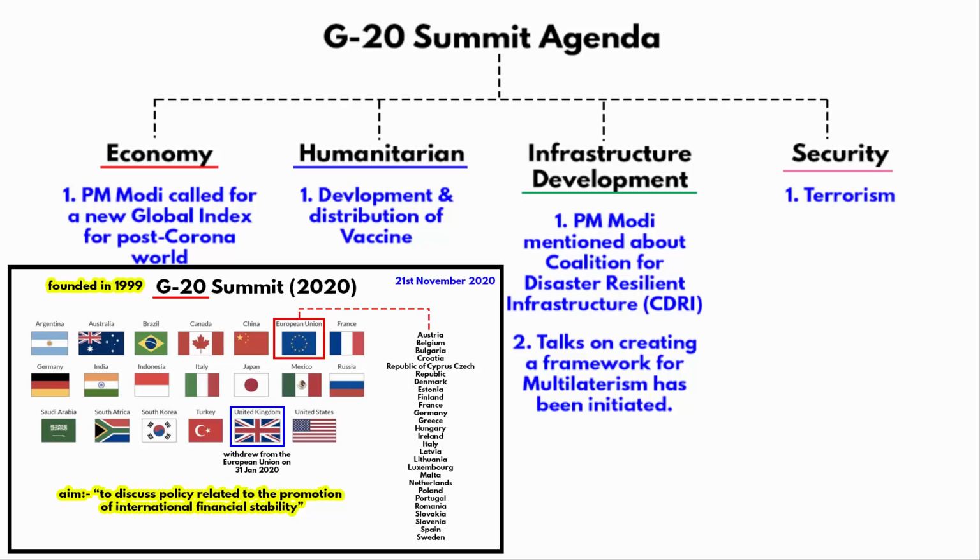But one thing is for sure, to deal with terrorism, you need state-of-the-art technology and surveillance systems. So as far as India is concerned, it is looking for anti-terrorism strategies, technology, and joint collaboration of counter-terrorist forces and agencies. So these were the things that were discussed in the G20 summit.